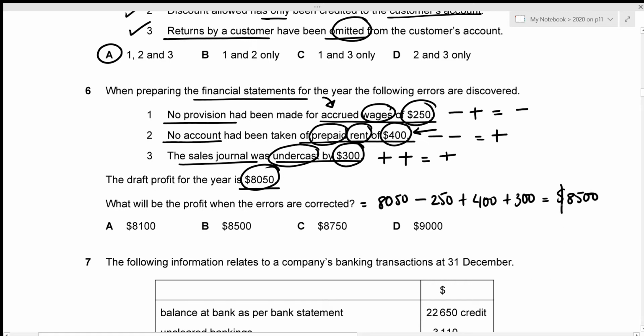And this value of 8,500 is given in option B. That will be our correct answer. Now we can move towards question number 7.